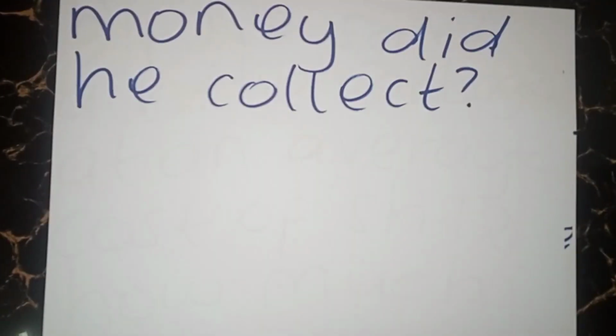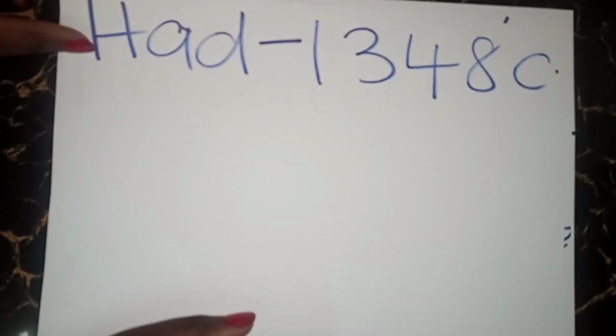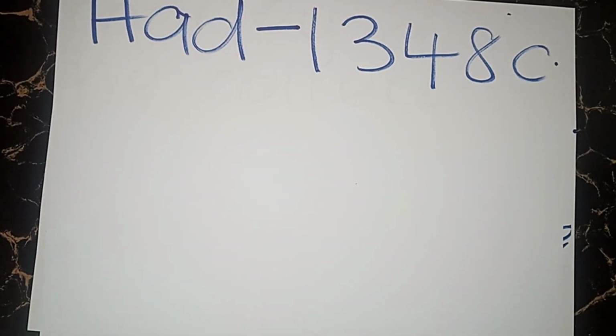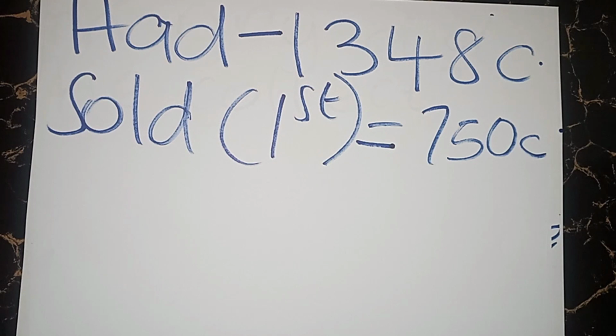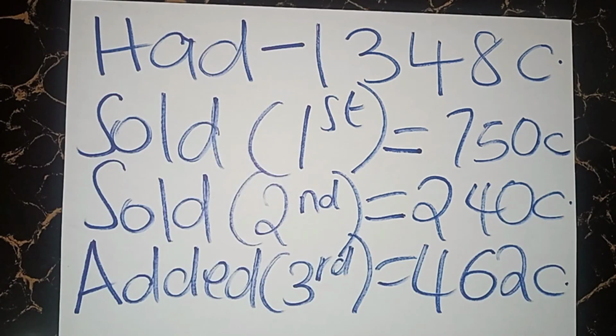I've been told that a vegetable vendor had 1,348 cabbages. So we'll write that down. This vendor had this number of cabbages, okay? And he sold 750 on the first day. So we'll write that down as well. He sold 750 cabbages on the first day and 240 on the second day. So we'll write that down as well. So on the second day, he sold 240 cabbages and he added 462 to the remaining stock on the third day. So this vendor added 462 cabbages on the third day.